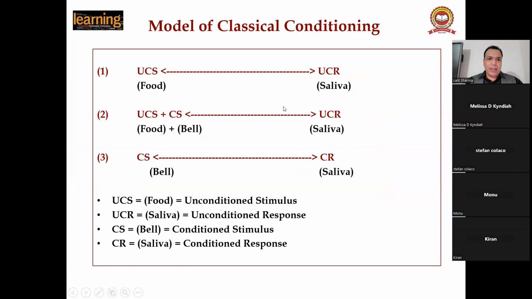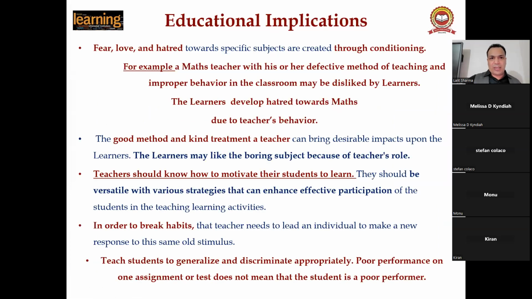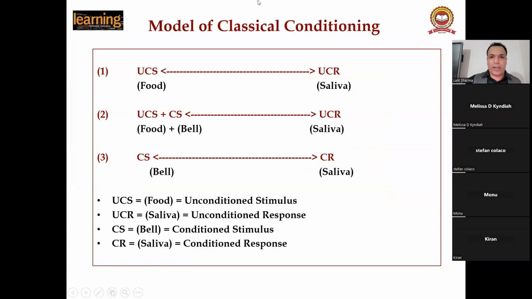Next we move. Okay, models of classical conditioning, and after that educational implications. Okay? Now try to understand this model. So these four things you have to note. UCS, UCR, then UCS plus CS, then UCR. In the third stage, CS, CR. Okay. First, understand this. What is it?